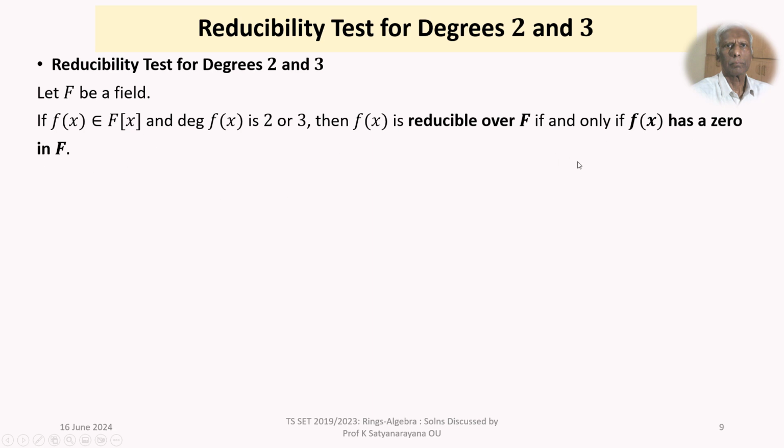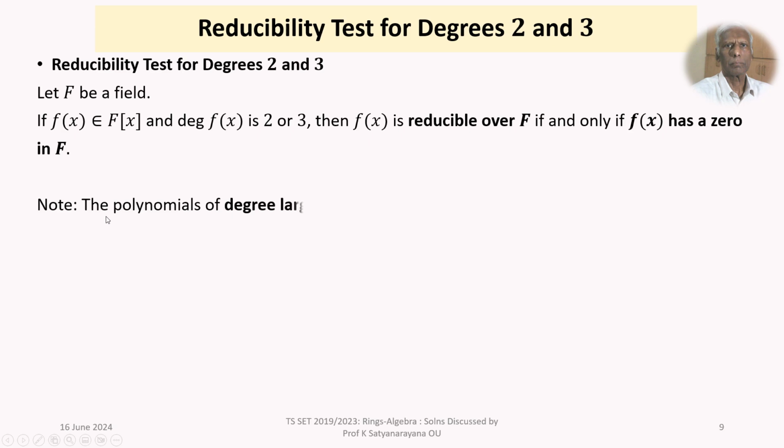That means take the polynomial f(x) and see the zeros of f(x) in F. So if f(x) has zeros in F, for degree of the polynomial 2 or 3, then it is reducible. That means it is sufficient to look for the zeros of f(x) in F. If they are there, then it is reducible. Right.